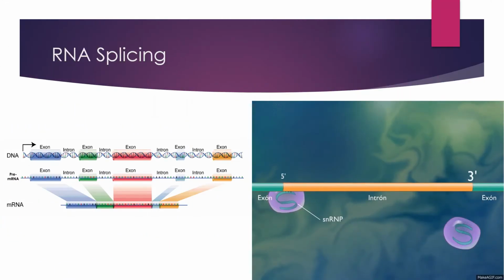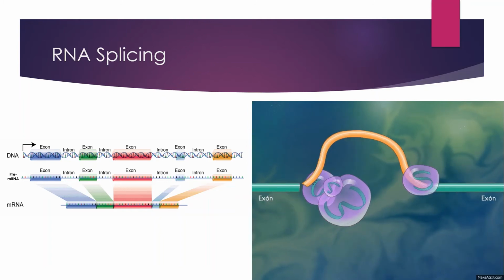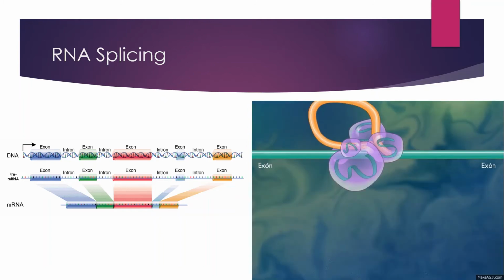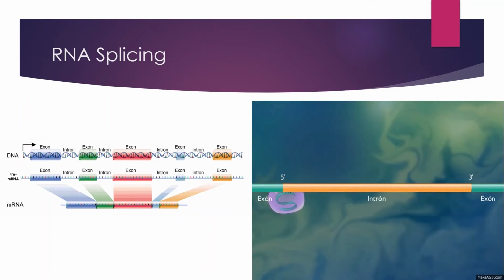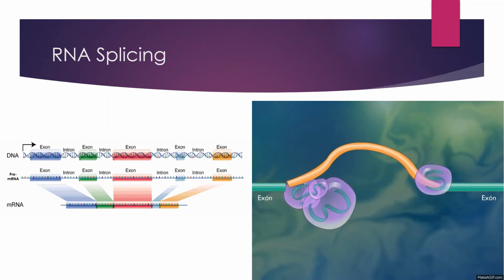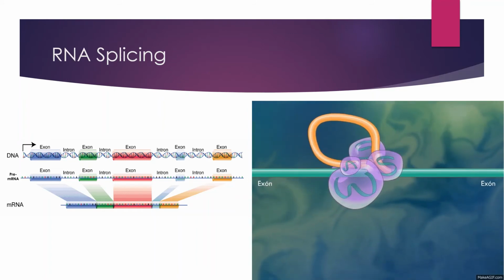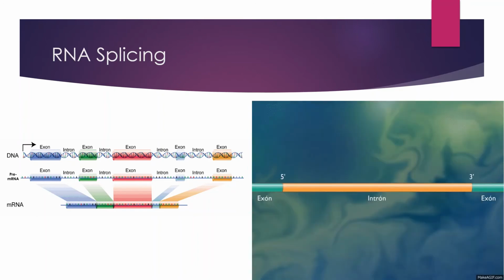So here is what RNA splicing looks like. If we look at the GIF, you can see the spliceosome protein complex. It basically finds each end of the intron, folds and kind of cuts out the intron while simultaneously joining the exons together. The image on the left, you can see how that is joined together without the spliceosomes.